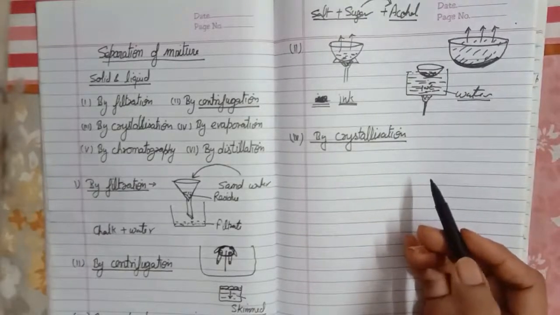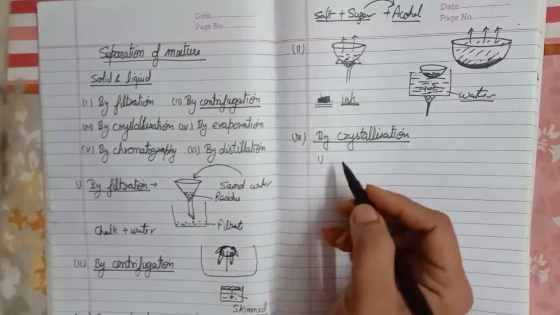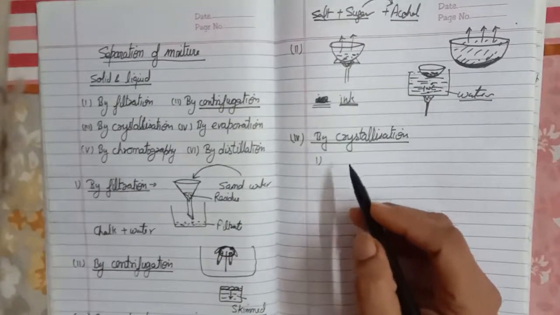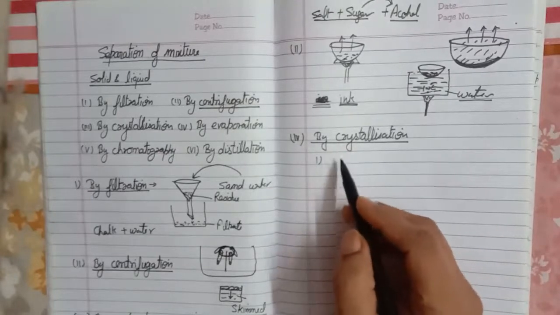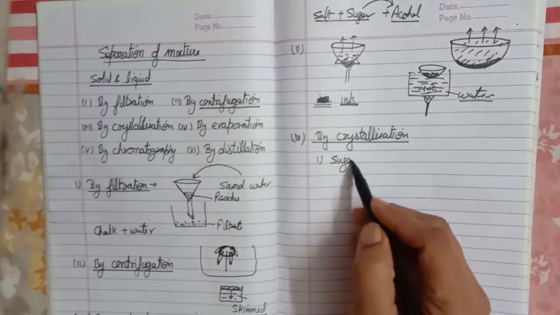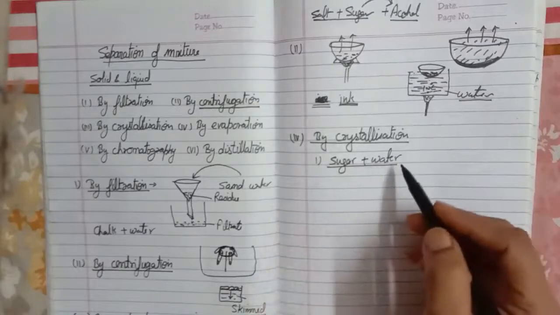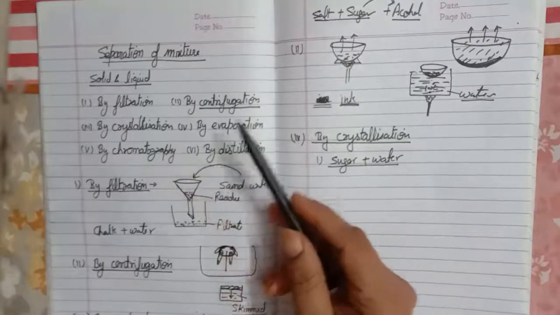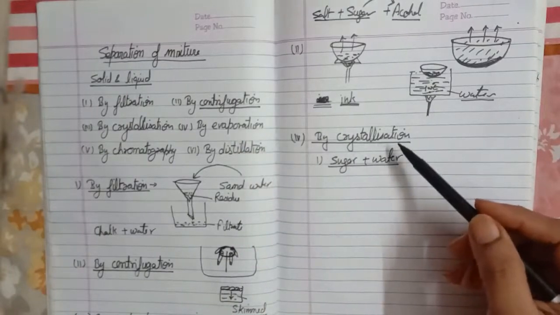So how do we do this process of crystallization? First, we have to make the solution saturated. You have learned about saturated and unsaturated solutions. Saturated solutions are those in which more solute cannot be dissolved. Suppose you have a mixture of sugar plus water and you want to separate sugar from the water. Since sugar is dissolved in water, we can't use filtration and centrifugation. Yes, we can use evaporation, but there is a drawback in this method. So we are using the method of crystallization.